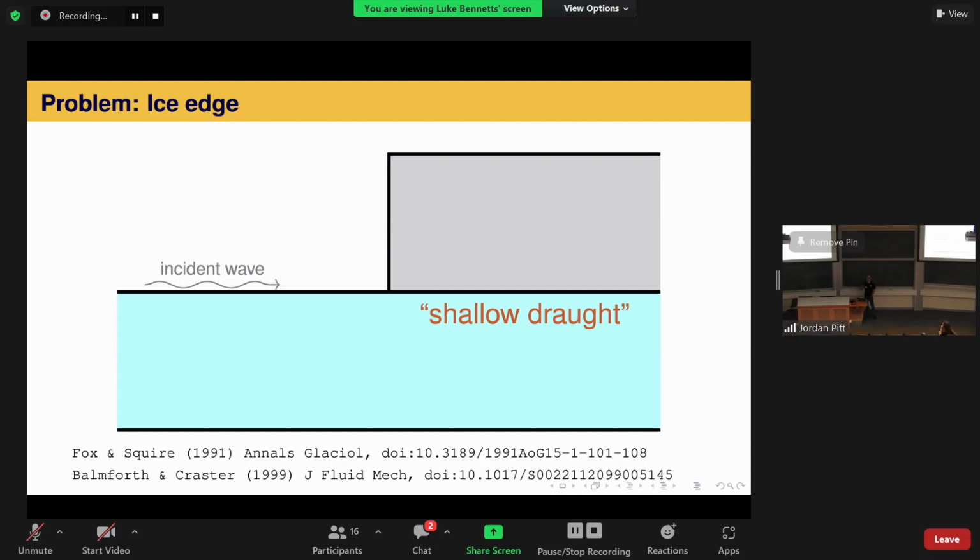Yeah, okay, there's no submergence. We're using what we loosely refer to as the shallow draft approximation, where there's no submergence for the ice. Now, this approximation is very common in the sea ice literature, but it seems a lot more reasonable there because we're dealing with ice which is maybe 1 meter thick, not 100 meters thick.